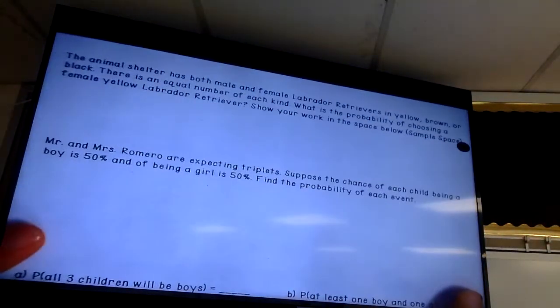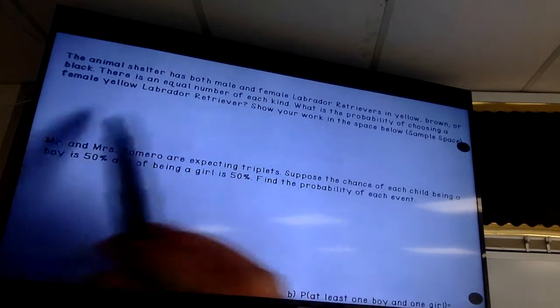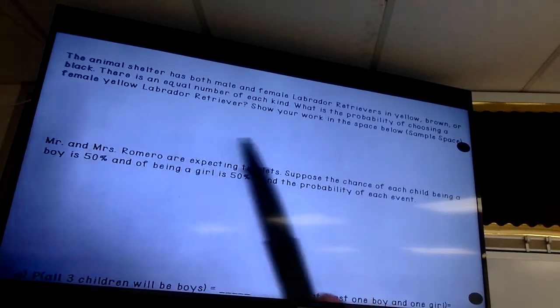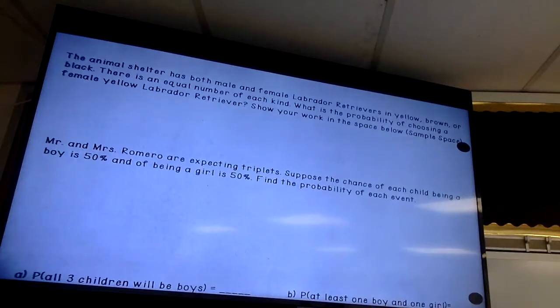So for this one, I'll read it, but then I want you to pause it and try it on your own, and then we'll see if you got it right. So it says the animal shelter has both male and female Labrador retrievers in yellow, brown, or black. There is an equal number of each kind. What is the probability of choosing a female yellow Labrador retriever? Show your work in the space below, sample space. So here I want you to draw a tree and create a sample space. And then I want you to answer the question, what's the probability of choosing a female yellow Labrador retriever?